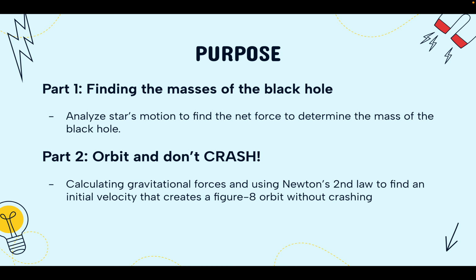model it using code. So for part 1, I looked at the orbit of a star to calculate the mass of a black hole using Newton's law and the gravitational force equation. Then in part 2, I used the same ideas to figure out how fast a spaceship would need to move to stay in a stable orbit without crashing into the planet or its moon. This whole idea was just to see how physics works in real life and in space.